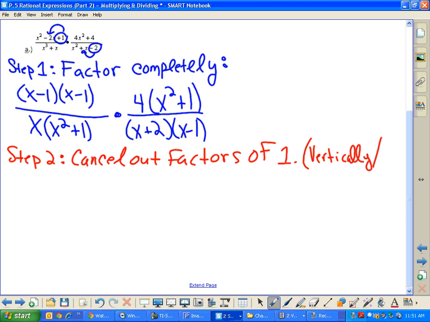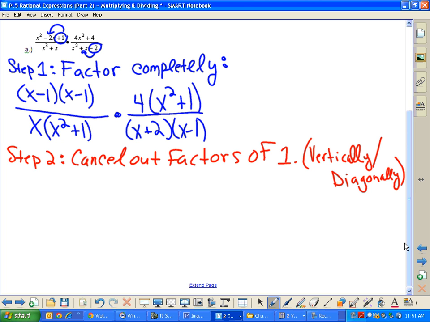Or you can cancel diagonally across your multiplication symbol. So, for instance, cancel the first numerator with the second denominator, and then the second numerator with the first denominator. You can do that. So now I'm going to go back and look at what I wrote in blue. And I'm going to first identify things that I could cancel vertically, top to bottom.